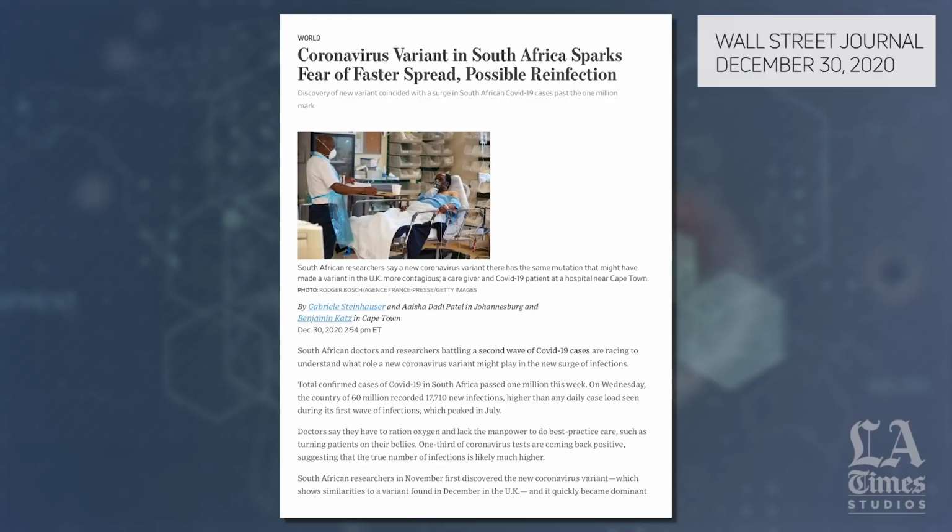So the speed of diffusion, that's what you call it scientifically, of this variant was extremely high, very, very fast. And we haven't seen that in the first wave.